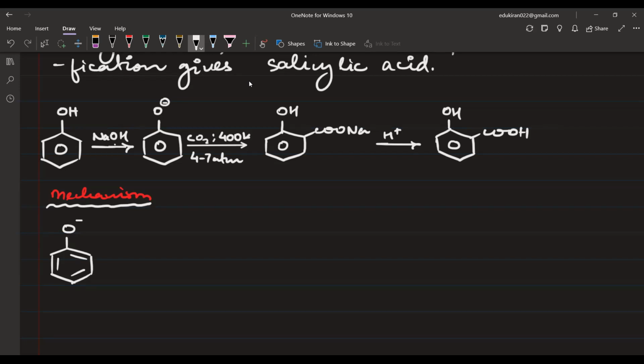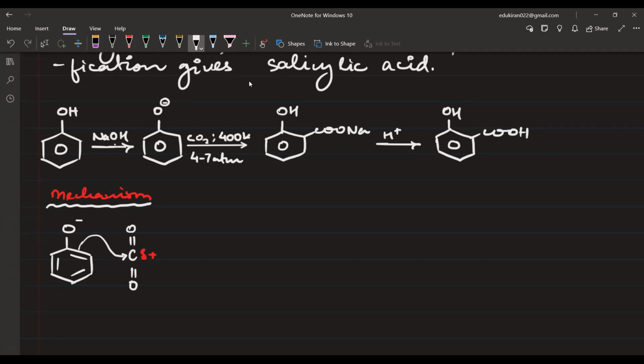O negative. Then we have carbon dioxide. If you look at carbon dioxide, it has double bond O, double bond O. Now the electron density is going away from the carbon atom because it is attached with oxygen, which is a very electronegative element, and the other side is also the electronegative element oxygen. So this carbon has a very high delta positive charge. That means it is very electron poor. And then the benzene ring comes and attacks on this carbon atom.